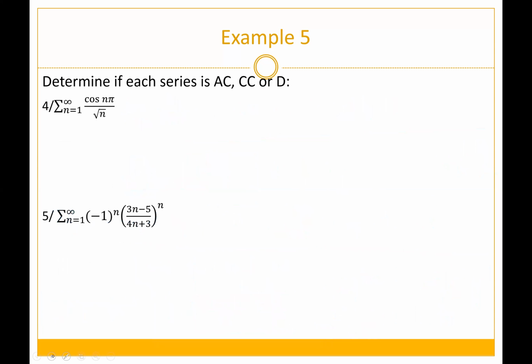Now the last two exercises for this section. Determine again if each series is absolutely convergent, conditionally convergent, or divergent. Now again we have cosine of n pi. I think we did this before. It is just negative 1 to the n, so this is an alternating series.